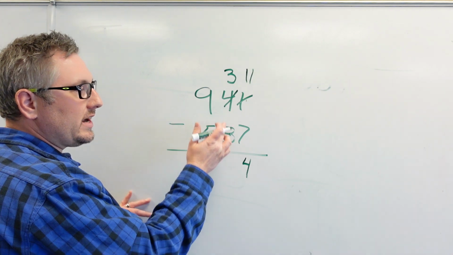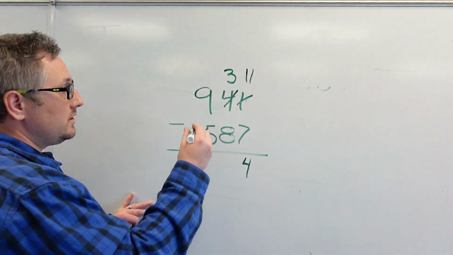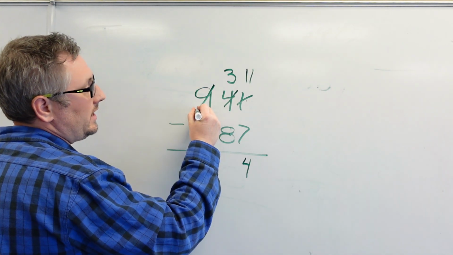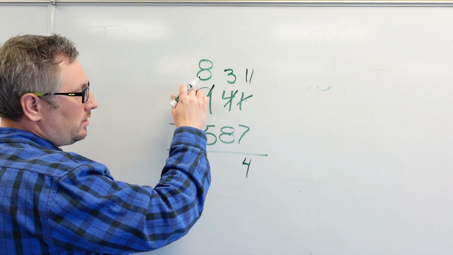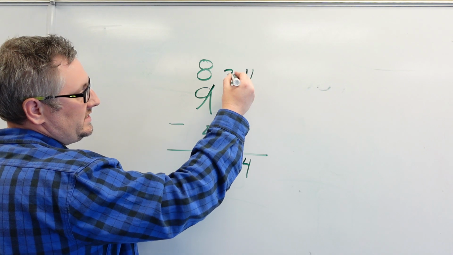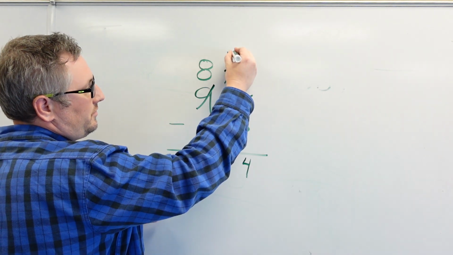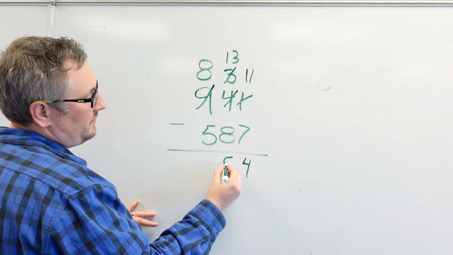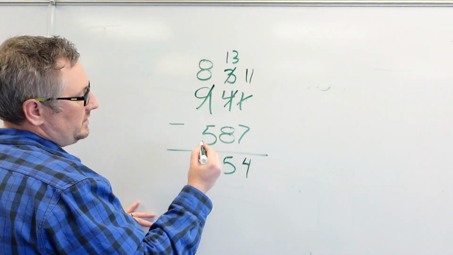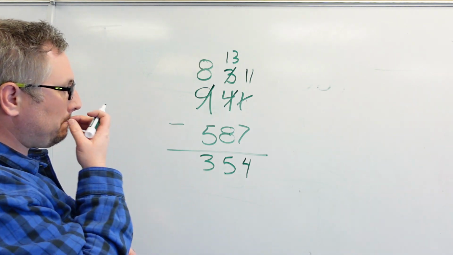3 minus 8. I can't subtract 8 if I only have 3. So I'm going to have to come over and borrow again. I cross out that 9. I borrow 100, which is 10 tens. Now I have 13 tens. 13 minus 8 equals 5. 8 minus 5 equals 3.